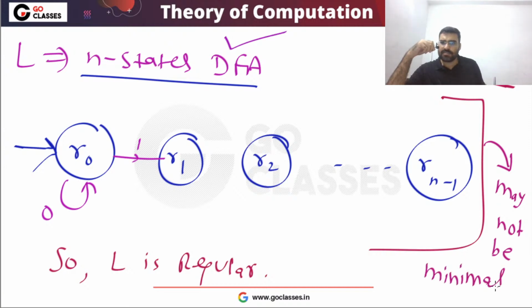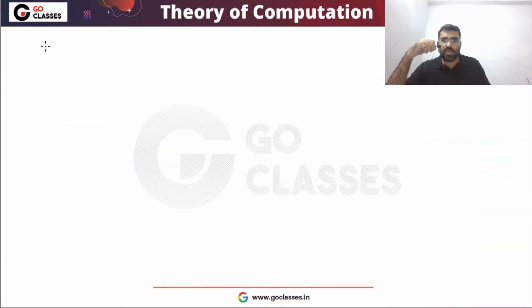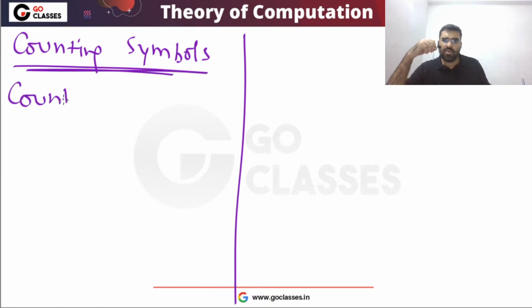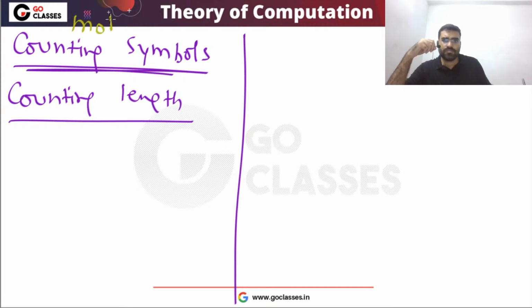I told you this in the class, in the lectures. This is the decimal divisibility language. Remember, I told you about two languages. One was the counting symbols language, counting length. This was modulo counting.